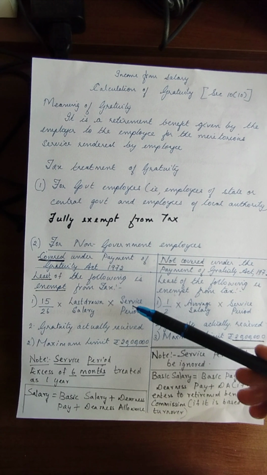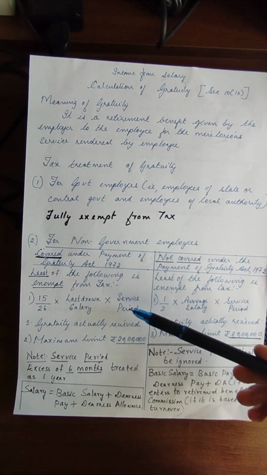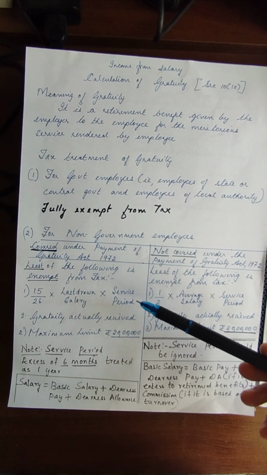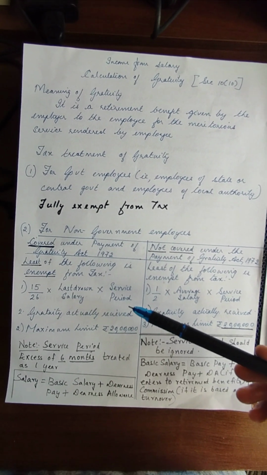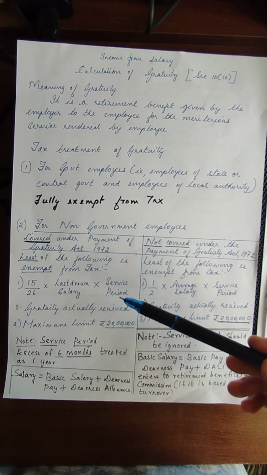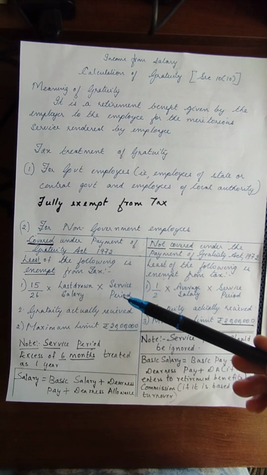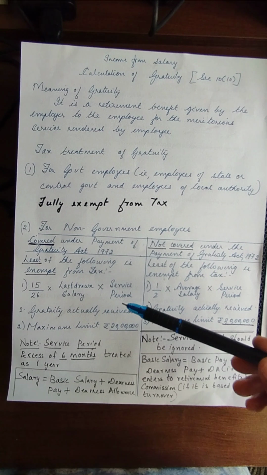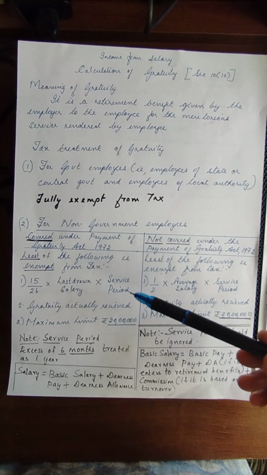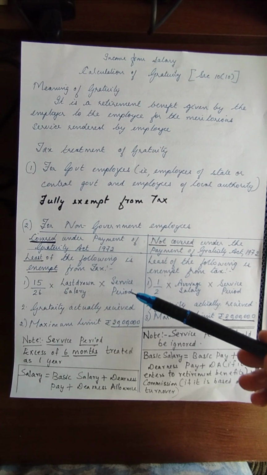And service period. Regarding the service period, we have to keep it in mind that excess of 6 months is treated as 1 year. For example, if an employee is working for 33 years and 6 months, we will consider it as 34 years. But in the same example, if it is 33 years and 5 months, we will not consider that 5 months. It will be ignored.